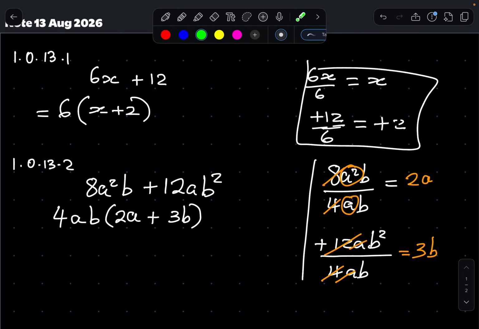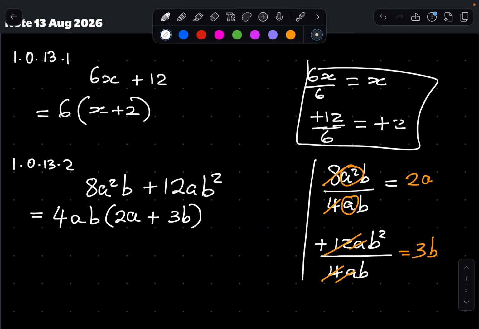If you want to check if you have factorized properly, you can take this term and multiply with this. It must give you that term. And if you take this and multiply with that, it's going to give you that term. And this tells you that you have factorized this fully. Right. Thank you very much.